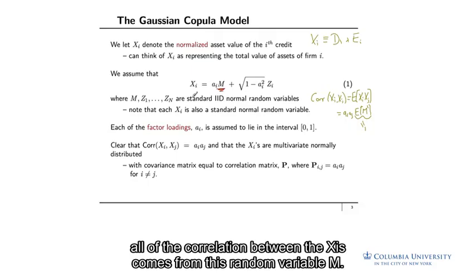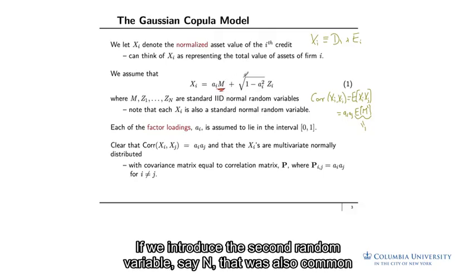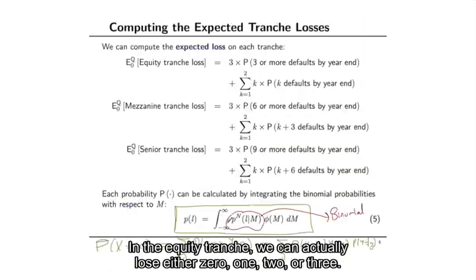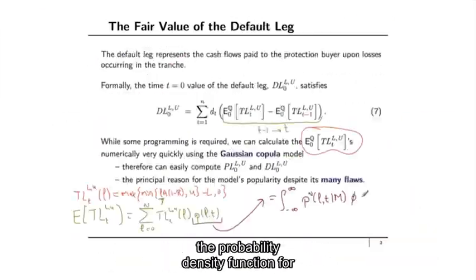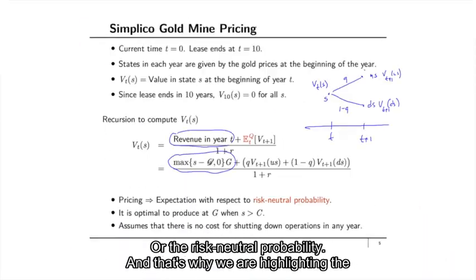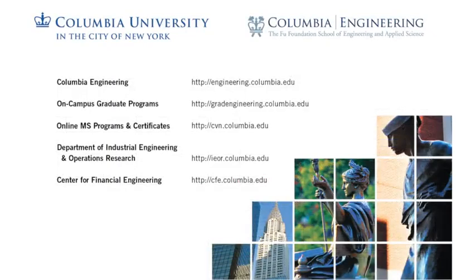Since we are interested in pricing this lease, all the expectations must be with respect to the risk-neutral measure, or the risk-neutral probability. And that's why we are highlighting the fact that here the expectation is with respect to the risk-neutral probability. Written out in detail, this is Q times the value at the up state plus 1 minus Q times the value at the down state. We know the value at time 10. We can compute it backwards using a lattice to compute V_0(S), which is the value of the lease at time 0.